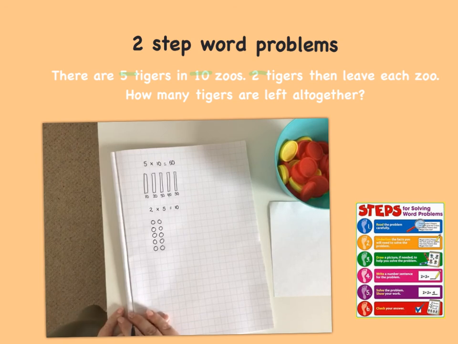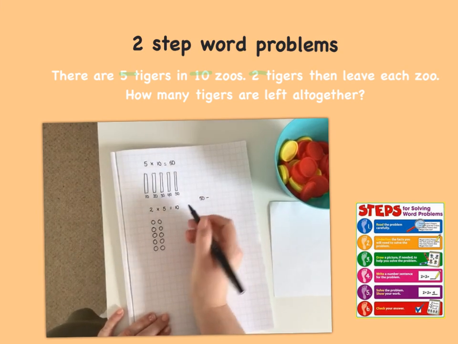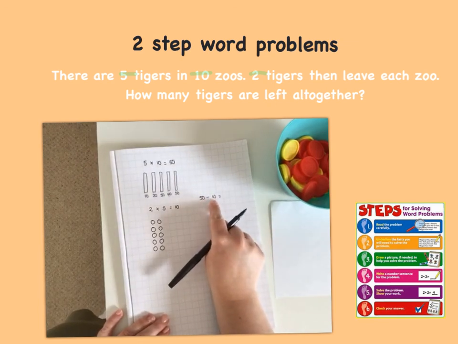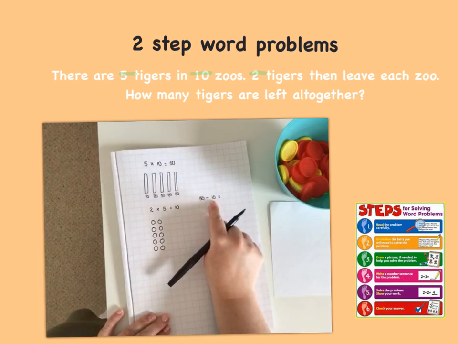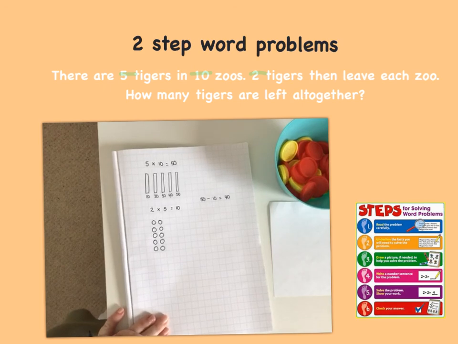So now the final part says how many tigers are left altogether. So now it's asking me to do my whole number of tigers, take away the tigers that have left the zoo, equals 50 take away 10. If I count back in tens, 50, 40. I find out that there are 40 tigers left altogether.